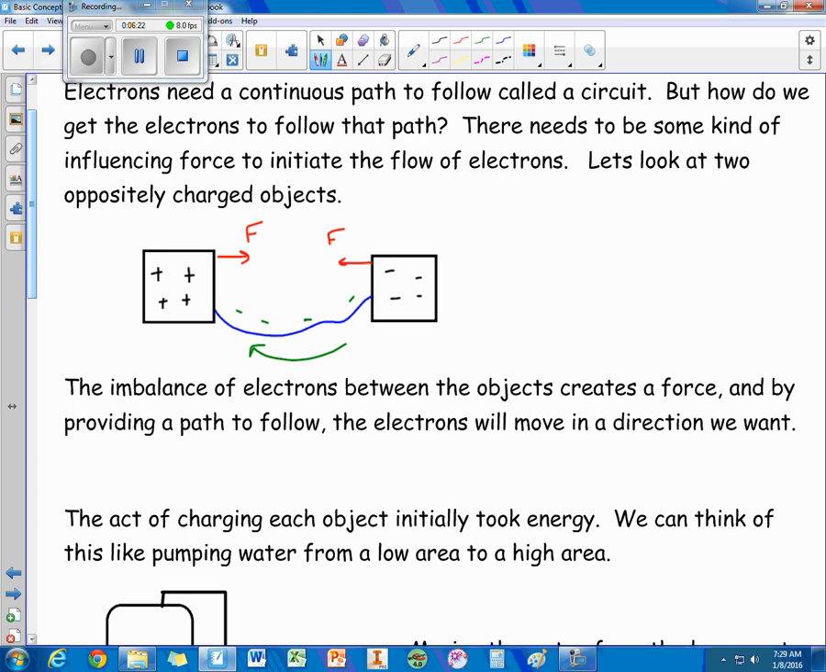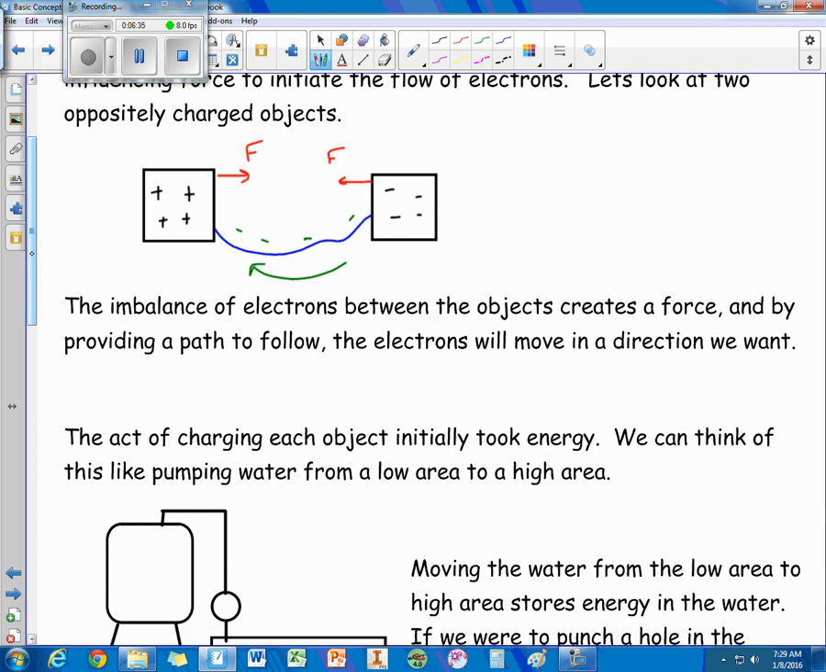So the protons are not free to move. The electrons are. But this force would provide the motivation to push those electrons through the wire. So, as I say here in this statement, the imbalance of electrons between the objects creates a force. By providing a path to follow, the electrons will move in the direction that we want them to move in.